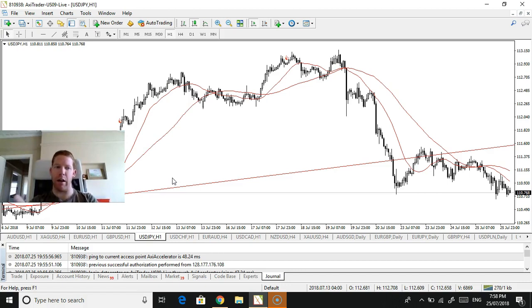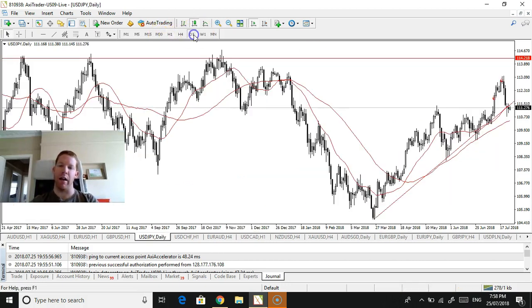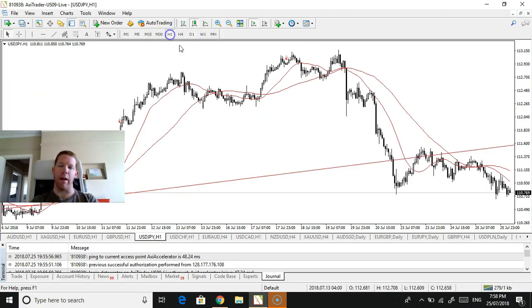So USD yen, I've been eyeing this off. I discussed a potential buy trade off the daily trend line, and that was an incorrect thesis. I changed. Obviously, I didn't just buy it just to be right and ignore what the markets were telling me.